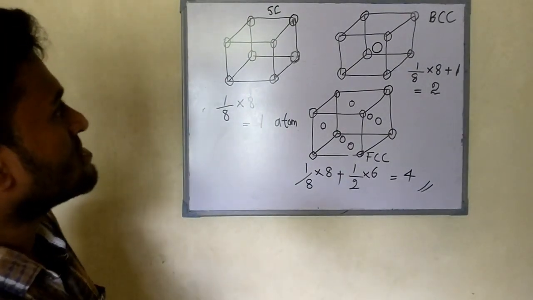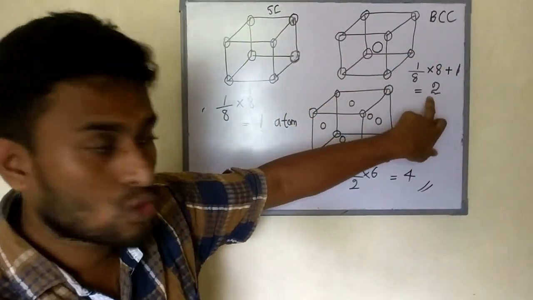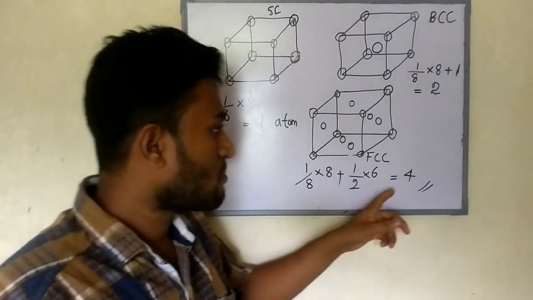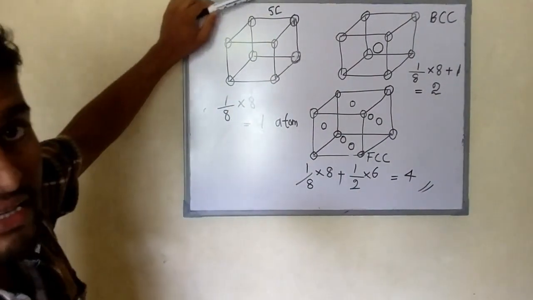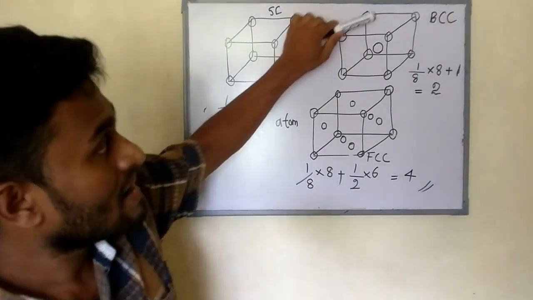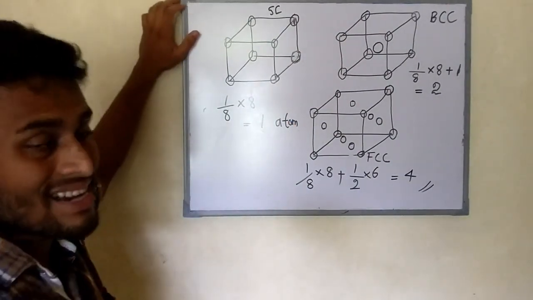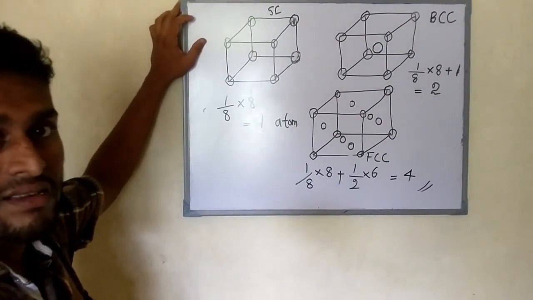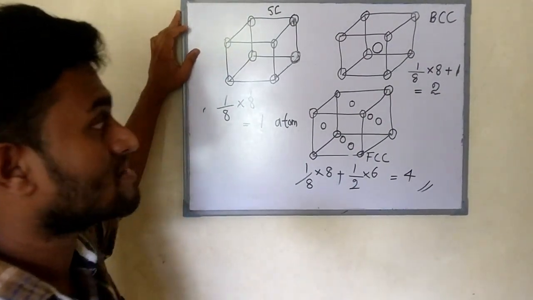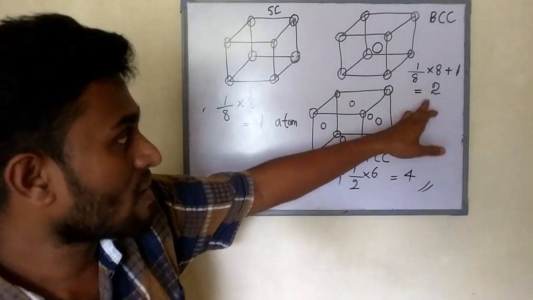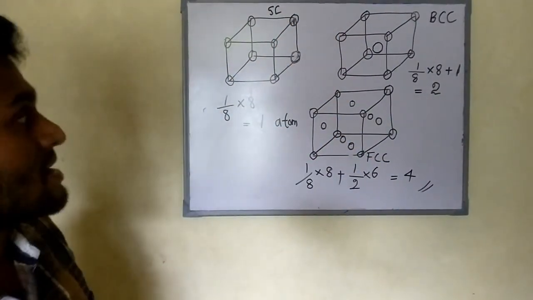So finally we can say for a simple cubic system, the lattice point is 1. For body-centered cubic, it is 2. And for the face-centered cubic, the lattice point or the number of atoms in the unit cell is 4. Here, this is a primitive lattice and this is a non-primitive lattice. And this one is also a non-primitive lattice. The reason is, a primitive lattice contains only one lattice point, but in non-primitive lattices you can see more than one lattice point. That is why here we have 2 and 4, more than one lattice point. That's why these are non-primitive unit cells.